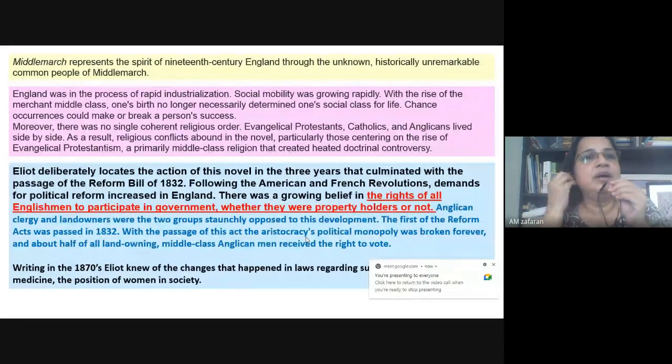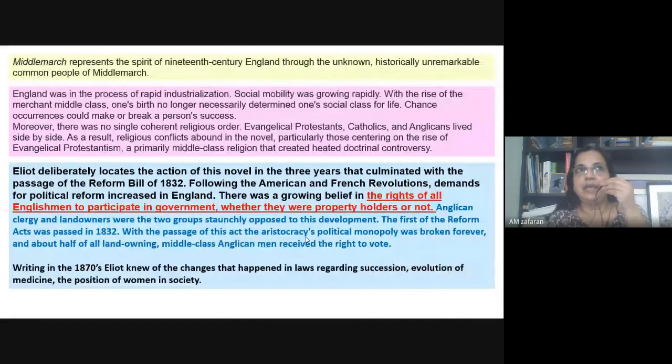So going back to this, we were talking about Middlemarch and how this is a reflection of the spirit of 19th century England through the common people that are presented in the novel. So we get a picture through the characters that we're going to meet in this novel. We get a picture of what 19th century England was like.